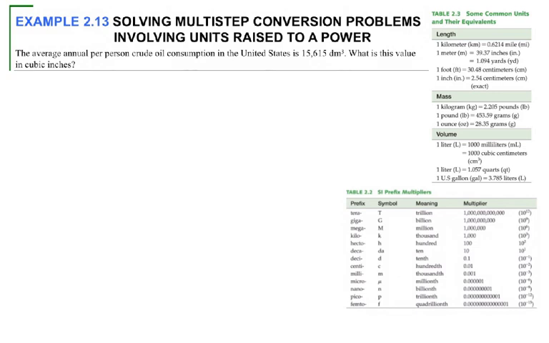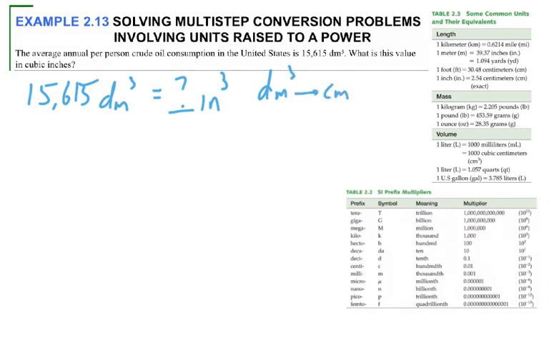Here, we are looking at 15,615 cubic decimeters. And they want us to change this to cubic inches. So this one is a multi-step problem. What we're going to have to do is go from cubic decimeters to cubic centimeters. Okay, I'll show you how to do that now.